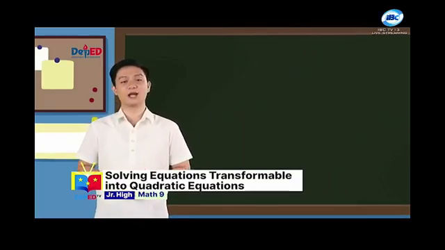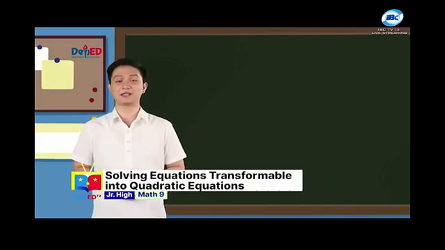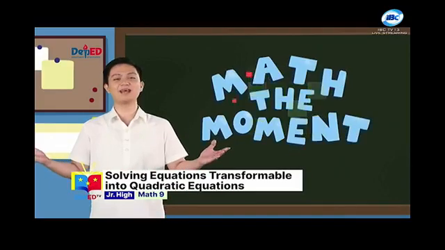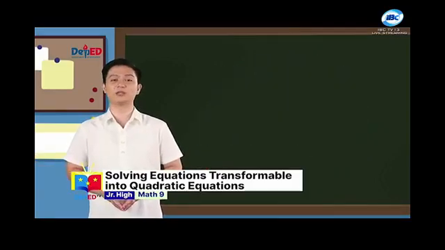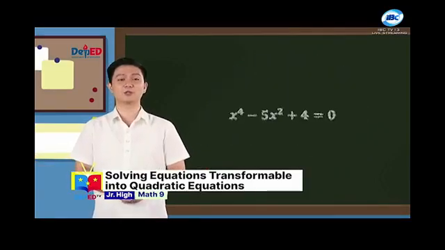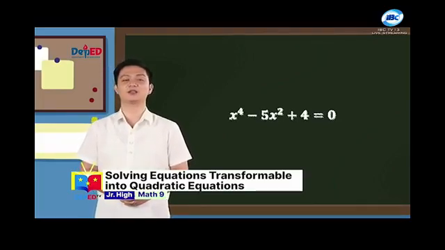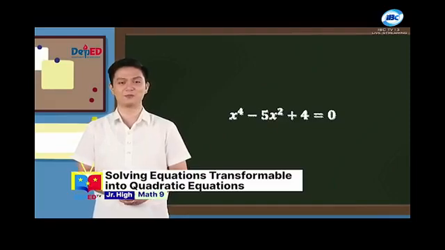Kagamath, ready your pen and paper. This is Math the Moment. Let's solve for the following equations. Equation number 1, x raised to the 4th power minus 5x squared plus 4 equals 0. For 30 seconds, go.